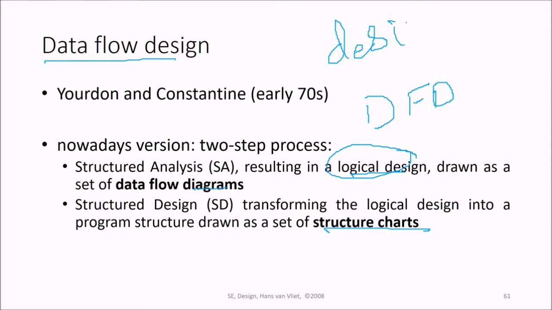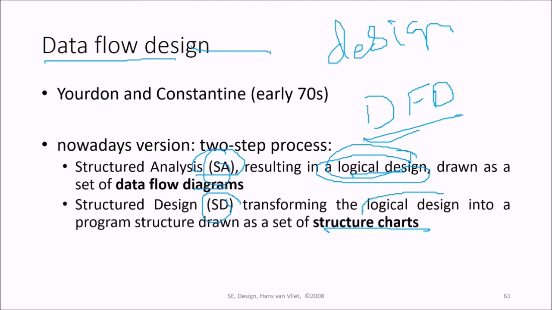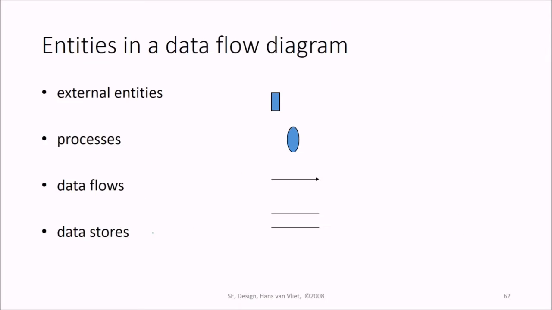First, we are talking about design. There are various design methods. One is data flow design. In data flow design, we employ first structured analysis, then structured design. In analysis, we create a logical design using DFDs, and then in structured design, we transform this logical design into the actual program structure using structure charts.